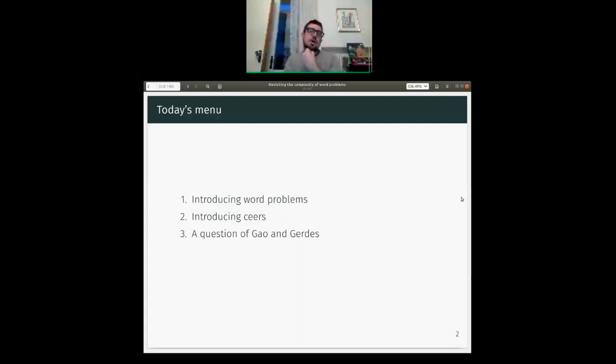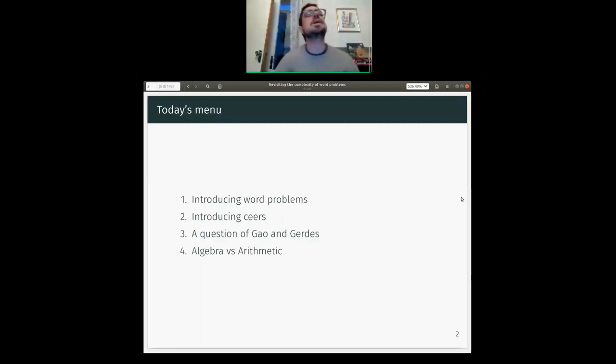Then we will focus on a nice question by Gao and Gerdes from their paper of 2001, which somehow reinitiated research on computable reducibility. I will say more about this. They basically ask a nice question about the expressiveness of semigroups relative to word problems. And we were able to solve this question, so I will tell you something about our solution.